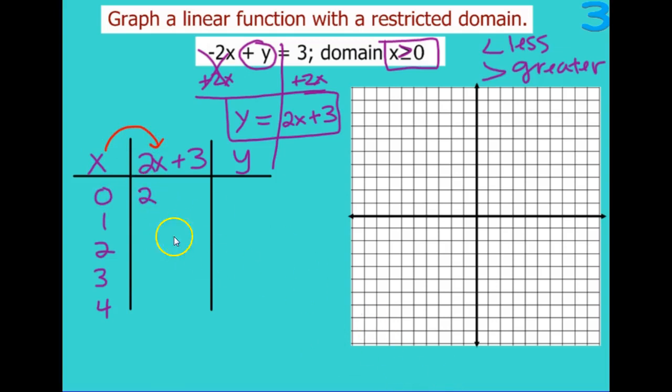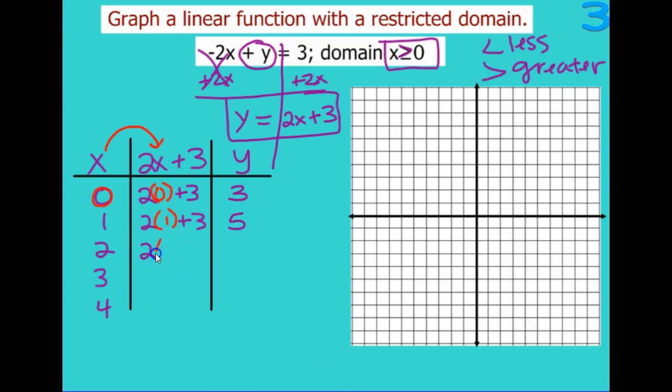So 2 times 0 first, and then add 3. Anything times 0 is 0. 0 plus 3 is 3. Then we have a 1, 2 times 1, and then add 3. 2 times 1 is just 1. I'm sorry, 2 times 1 is 2. 2 plus 3 is 5.